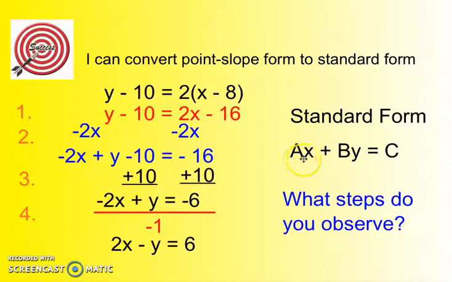And so when we talk about standard form, this is what it looks like. And A is a positive coefficient. So it's never a negative, it's always positive. So keep that in mind when we talk about changing point-slope form into standard form. A always has to be positive, okay? So look at the steps that were done for the first problem, and then can you tell me what happened in step number 1?